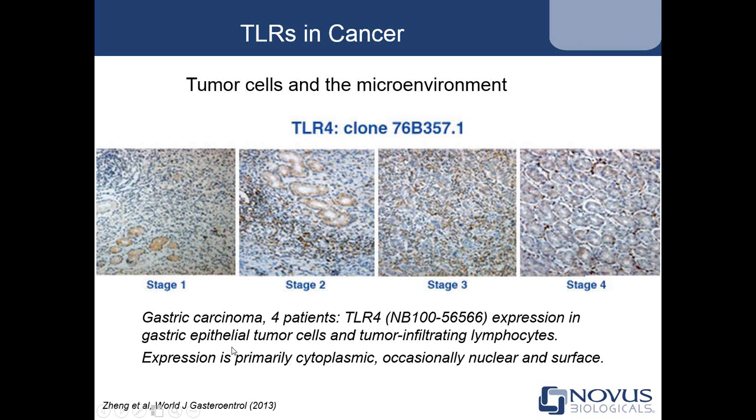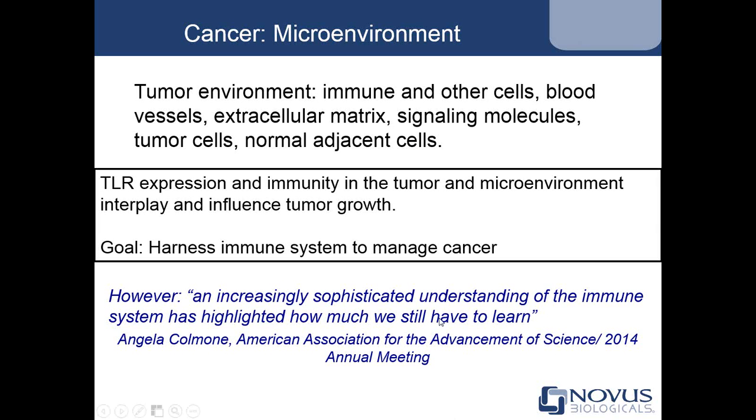And so these tools actually enable you to probe at a deeper level and see what other changes may be important. And I just want to leave this section with a quote from Angela Coleman from the 2014 Advancement of Science meeting in Chicago, where she talks about how we're increasingly recognizing that we can harness the immune system to manage cancer. However, we still need a more sophisticated knowledge to really work this through. And we're hoping that Novus will provide researchers with top-level tools to look further into this.